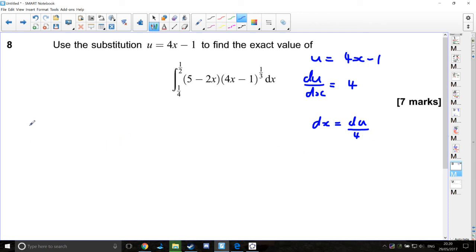Okay, now we can deal with this integral. So we've got the integral of a half, and this is an x limit, so I'm going to put these equal to x, and a quarter of 5 minus 2x, and this is now u to the power of a third du over 4.